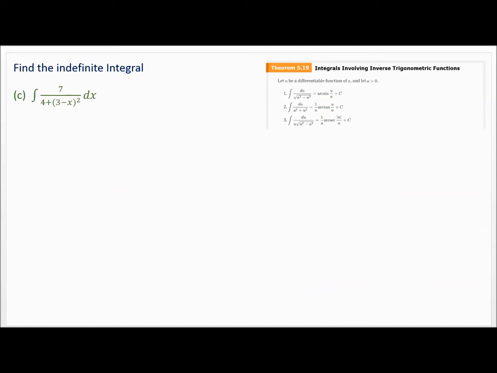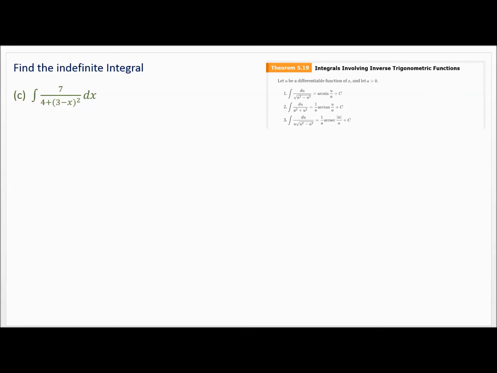Alright, so here's c. The integral of 7 divided by 4 plus, all in parentheses, 3 minus x squared dx. So why don't you pause it, see if you can figure out which type it is, find out what a is, find out what u is, and go back and substitute and see if you can calculate this indefinite integral.